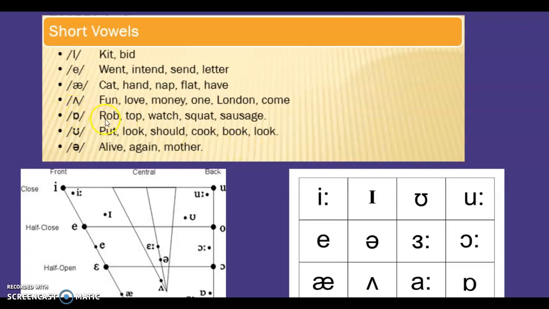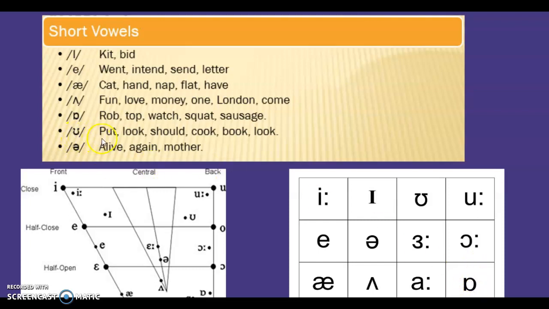O, rob, top, watch, squat, sausage, rob, top, watch, squat. Oh, sorry, I made it plural, but it's singular. Sausage, sausage. Okay? So if you notice here, it's a very back sound. It's very open from the roof of the mouth, far away or low. So say oh, oh. When you produce this sound, your tongue should be at the back and low, or at the back and very far away from the roof of the mouth.